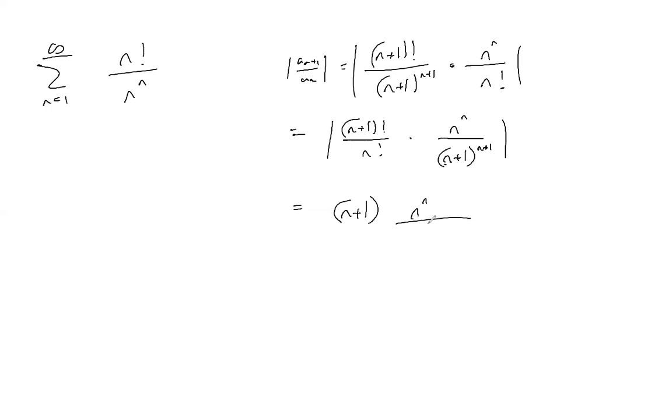Well, first of all, n plus 1 to the power of n plus 1, we can consider that as n plus 1 to the power n times n plus 1, right? And now these n plus 1s we can cancel. So I have n to the power n over n plus 1 to the power n, which is equal to n over n plus 1 to the power n. Now the question is, what's this limit?